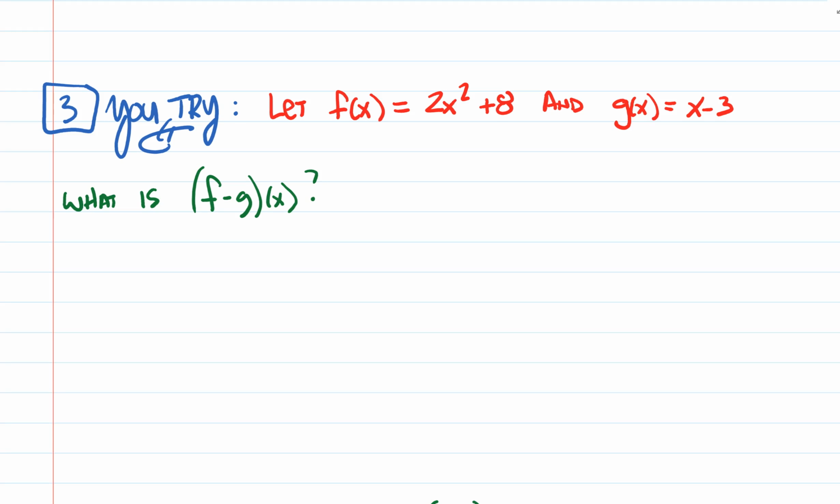Here's box 3, here's a u-try. Let's say that f of x is 2x squared plus 8, and g of x is x minus 3. I want you to find f minus g of x. Just do this part first only.